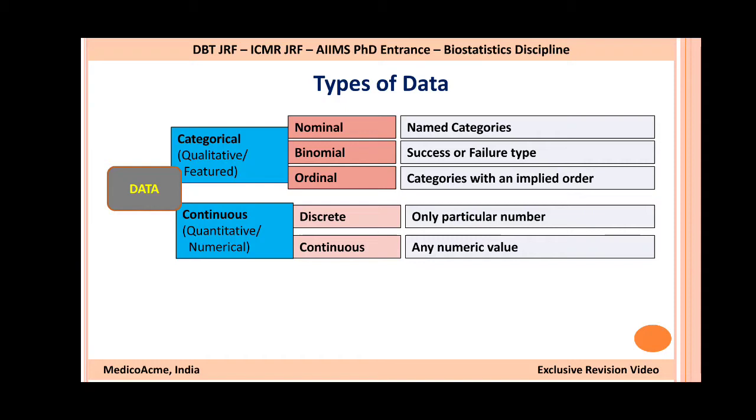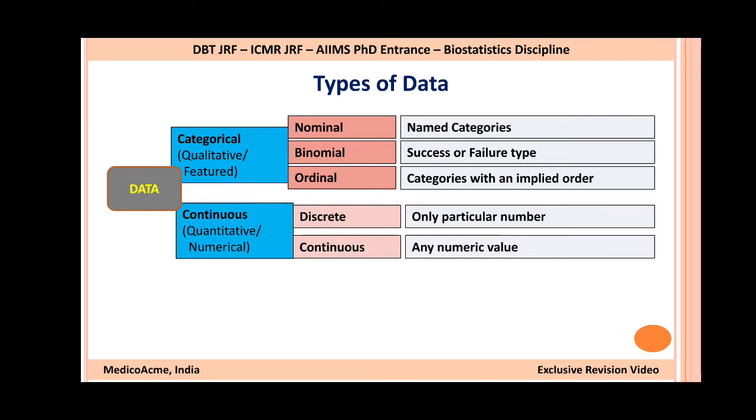Particular number, I mean, suppose I'm going to take a survey at a railway station, then I'll ask how many passengers are on platform number 1. So platform numbers 1 to 16 will be the same. So particular numbers are allotted in discrete data, and continuous means any numerical value is continuous data.